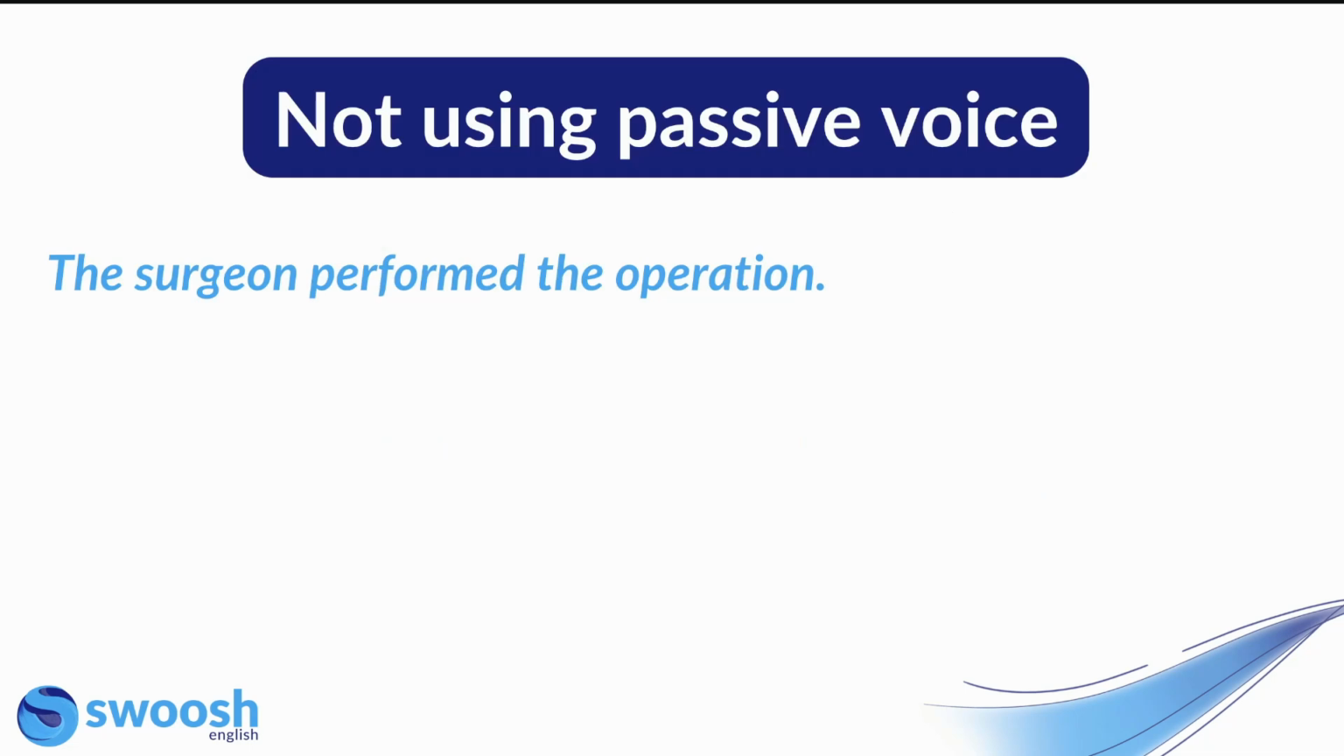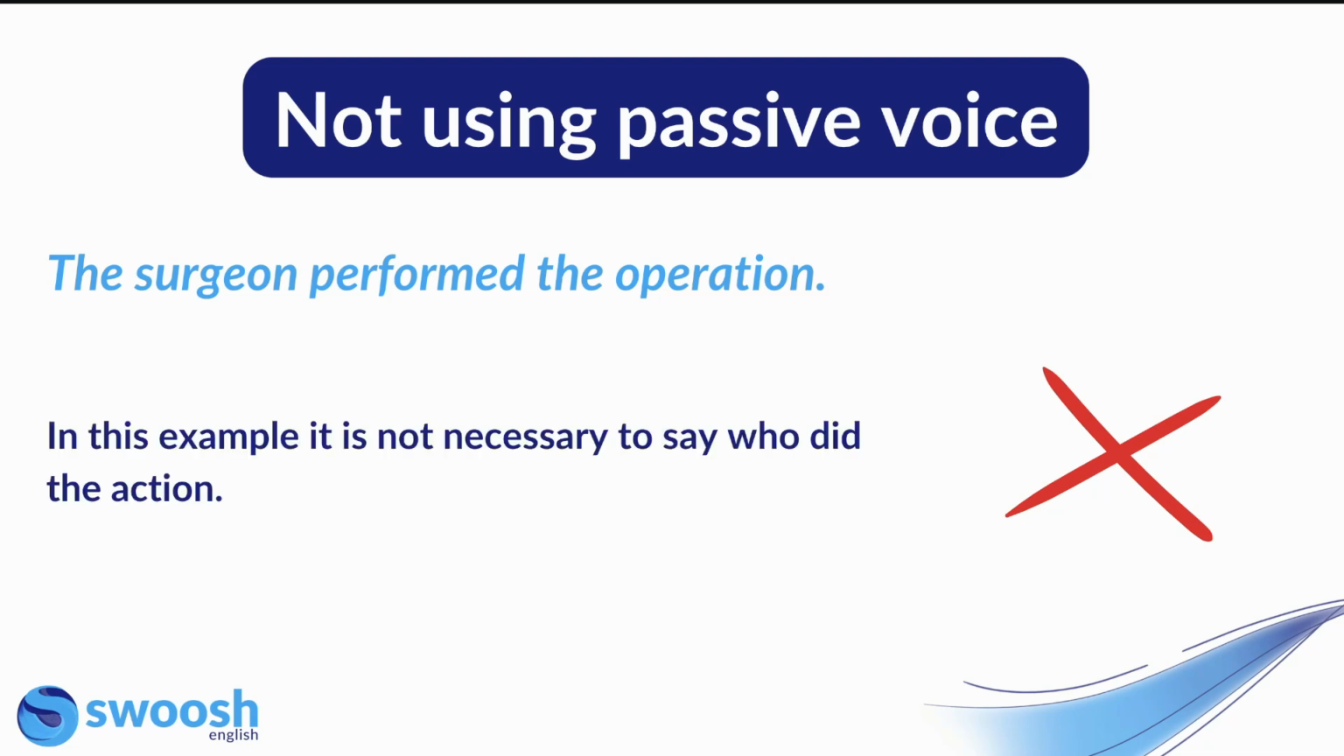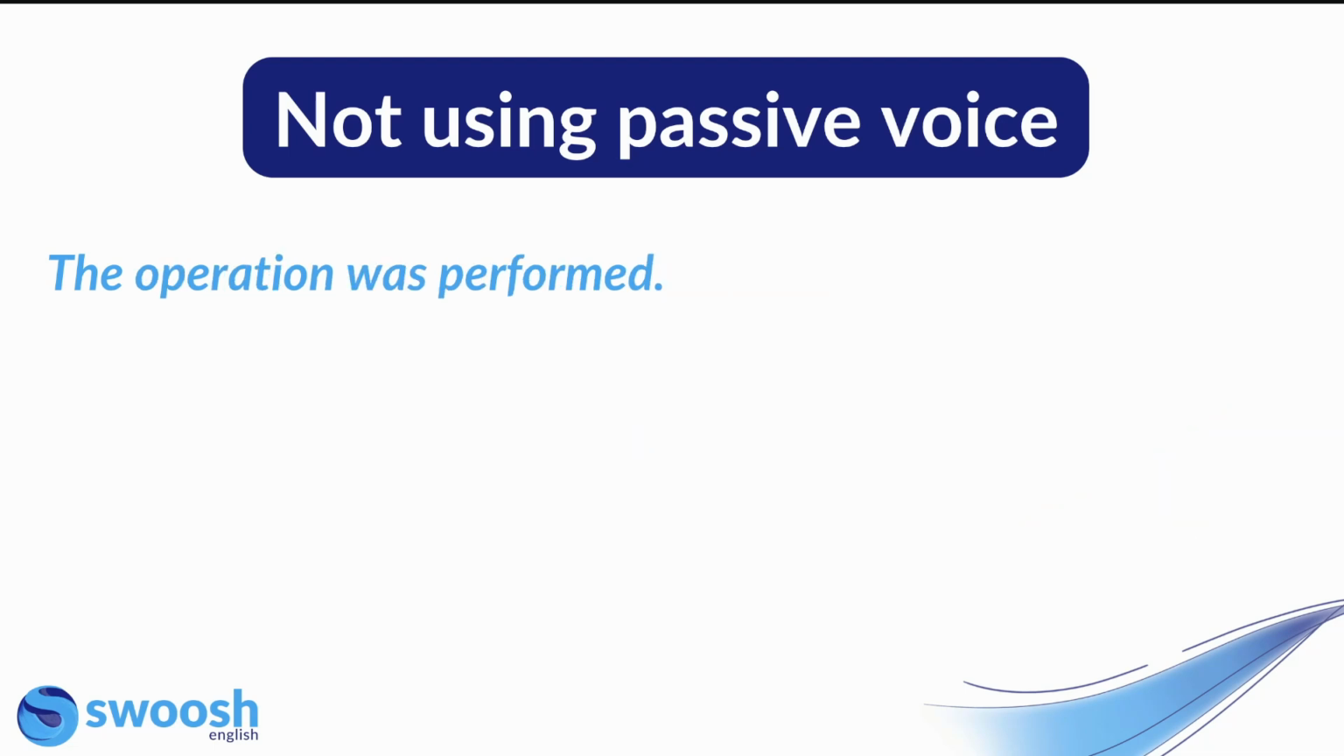The final grammar mistake I would like to talk about is not using passive voice. Let's take a look at an example. The surgeon performed the operation. Now, while this is not grammatically incorrect, it is not appropriate for our OET letter. The reason for this is because it's really not necessary to say who did the action. Remember, we use passive voice when the person doing the action is either already known or irrelevant. So, of course, the surgeon performed the operation. We don't need to be told that. It's already obvious. So a better sentence would be, the operation was performed.